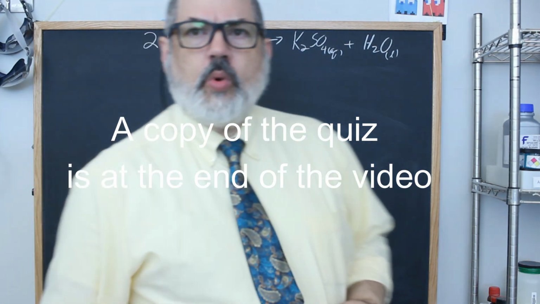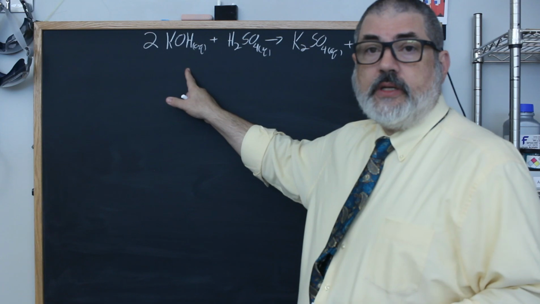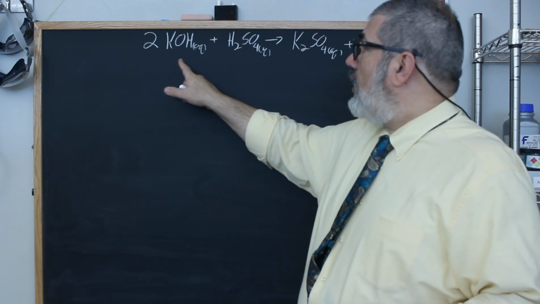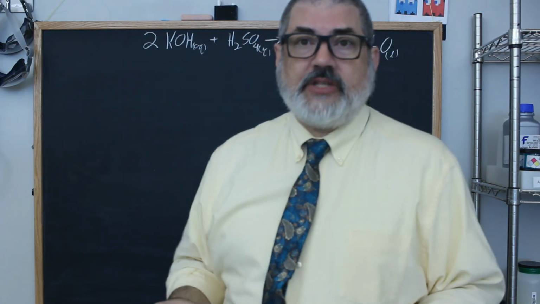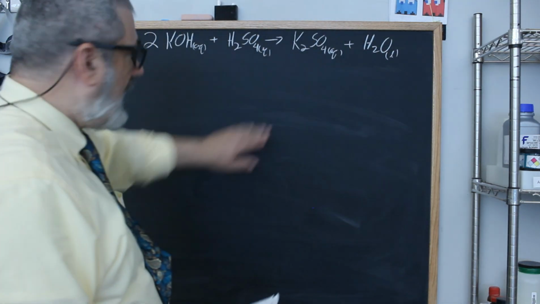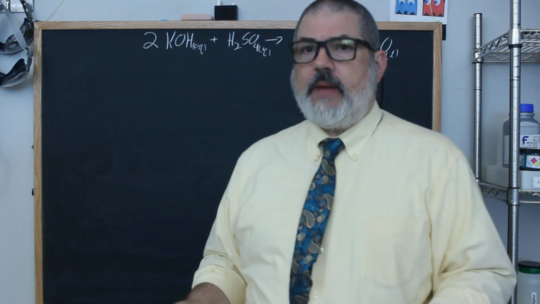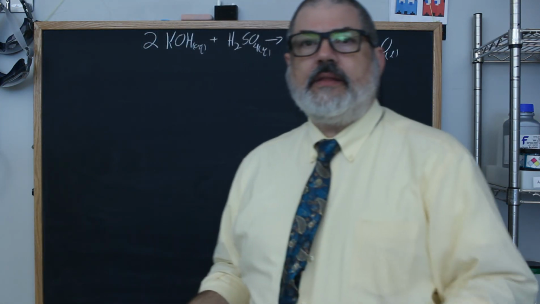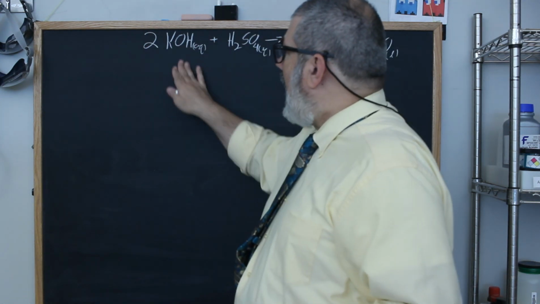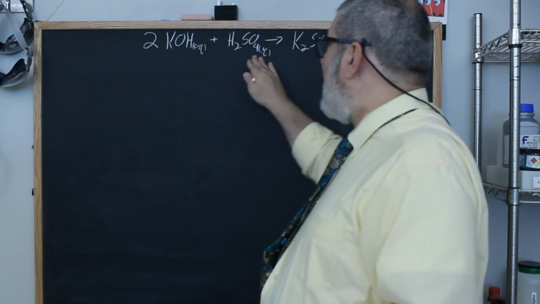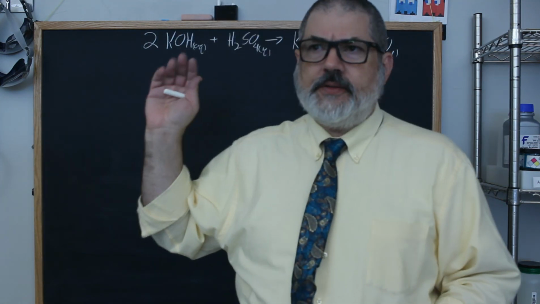For problem number 1 on the quiz, I give you a chemical reaction. It's the neutralization of potassium hydroxide with sulfuric acid, an acid-base reaction. And I ask you how much of the potassium sulfate we can make. I'll edit the actual question into this, but for the question, I give you an amount of the KOH and I give you an amount of the sulfuric acid. I tell you it's 100% yield.